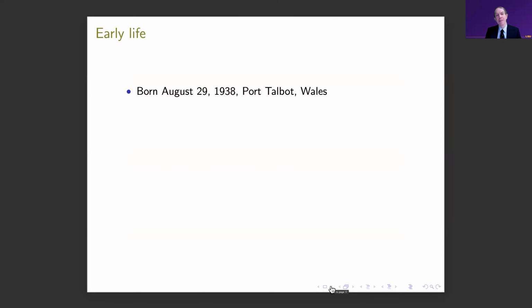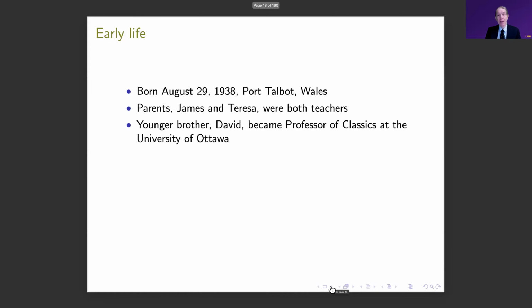Dominic's early life. Well, he was born August the 29th in 1938 in Port Talbot, Wales. Both of his parents, James and Teresa, were teachers. He had a younger brother, David, 2 years younger. He became a professor of classics at the University of Ottawa. And now we start to see a bit of a pattern. And then the pattern is confirmed when we see that Dominic's 2 younger sisters, Mary and Teresa, both became teachers.